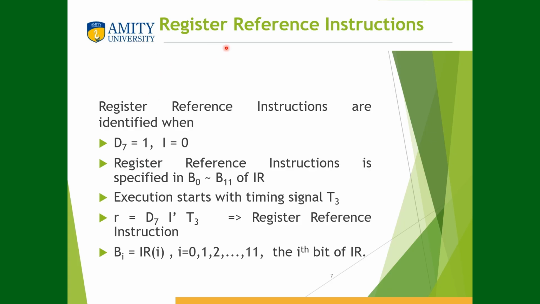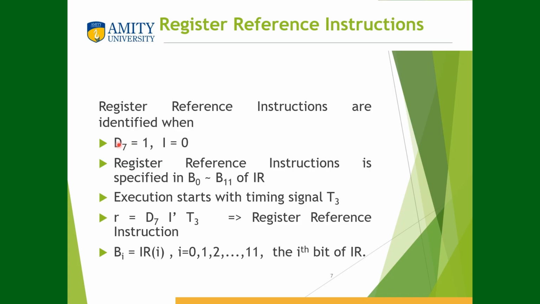When we consider register reference instructions, as we had studied before, the register reference instructions are identified when these two conditions are fulfilled. I has to be 0 and D7 has to be 1. When these two conditions are identified, that is when the instruction cycle knows that it is a register reference instruction. Now D7 here represents the decoder's 7th output. If you remember, we studied the decoder where it had 3 inputs of the opcode and it was giving us from 0 to 7 outputs for the 3-bit binary opcode.